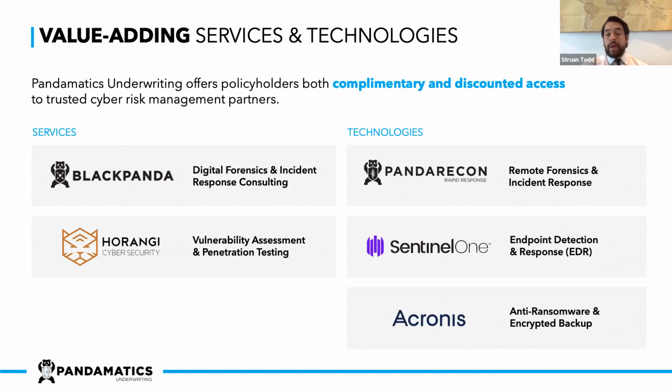In addition to that, Black Panda also provides discounted services pre-breach to any of our client base. As you'll see here, there's 3 others: Harangi, Sentinel-1, and Acronis. Again, we've partnered with them for discounted rates to any of our clients. So if there's an overall discussion about cyber risk resiliency, we're able to help on all of these fronts, rather than it just being a one-stop shop for insurance. We like to think we're the one-stop shop for cyber risk resiliency.